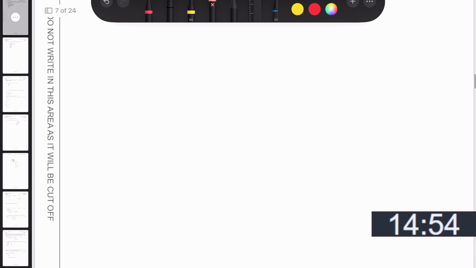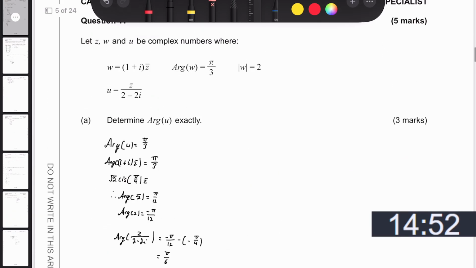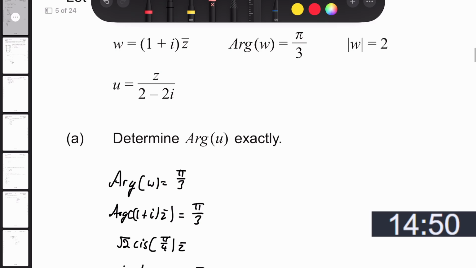Example 1 was in calculator 3, I think so. Yeah, okay, that's an argument of u exactly.